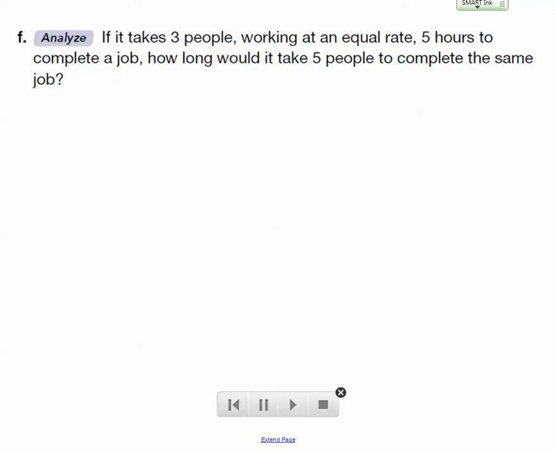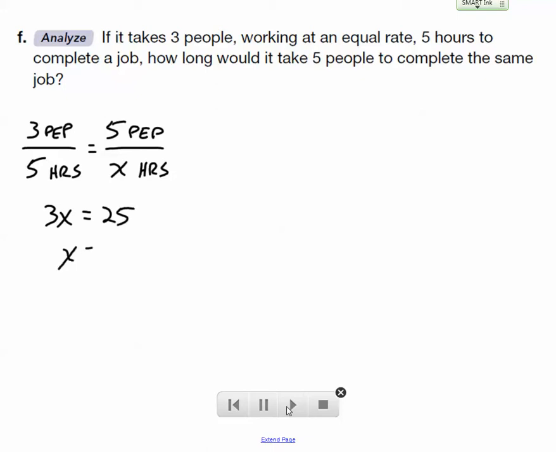Next, if it takes 3 people working at an equal rate 5 hours to complete a job, how long would it take 5 people to complete the same job? Now, some people might set this up like this. They might say, okay, 3 people took 5 hours, so 5 people, it should take them x hours. And they'd go 3 times x equals 25, and x equals 8 1/3 hours. But let's think about this. If there's more people, shouldn't it take them less time?